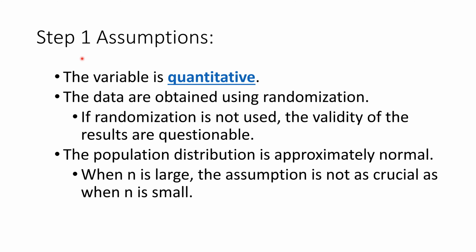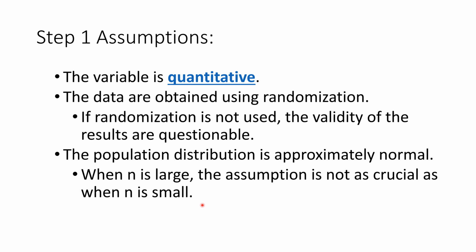Step 1. Checking assumptions. The variable must be quantitative. The data are obtained using randomization. If randomization is not used, then the results of hypothesis testing may not be trustworthy. The population distribution is approximately normal. So when the sample size is large, this assumption is not as critical as when the sample size is small.